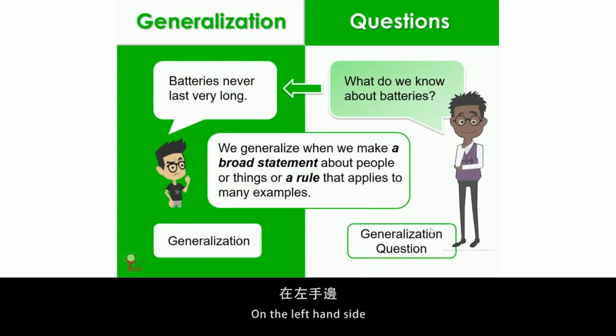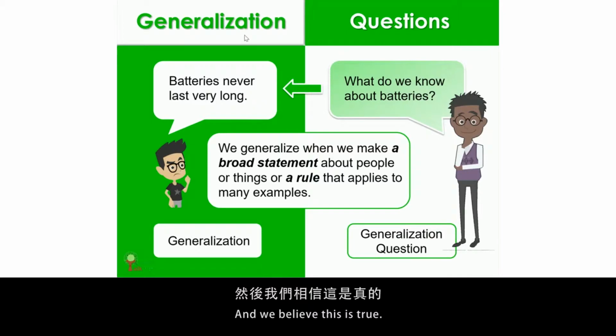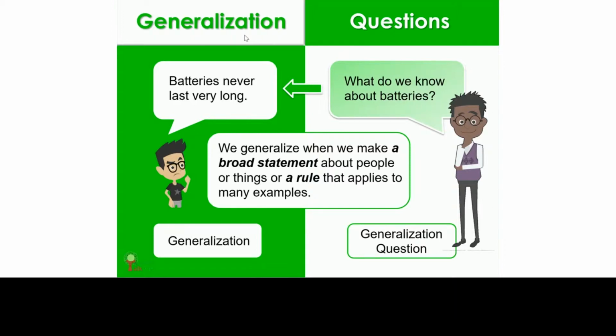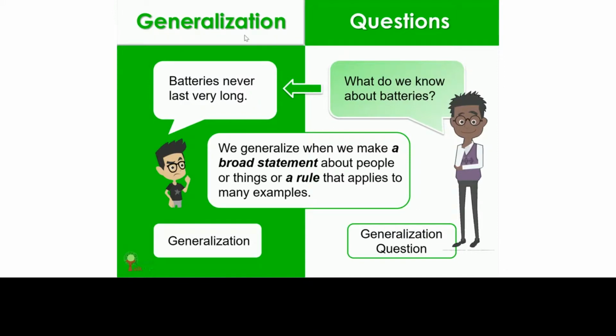On the left-hand side is a generalization statement. It says, batteries never last very long. This is a broad statement coming from our personal experience and observation, and we believe this is true. Also, this generalization strategy can be applied to many examples in our daily life. This is what we call a generalization statement.